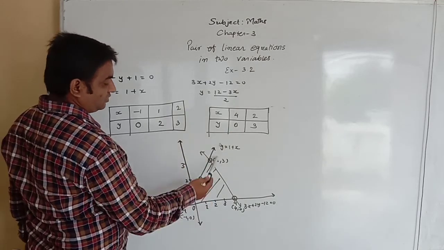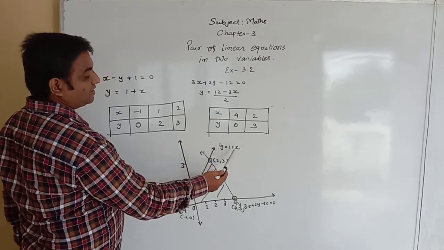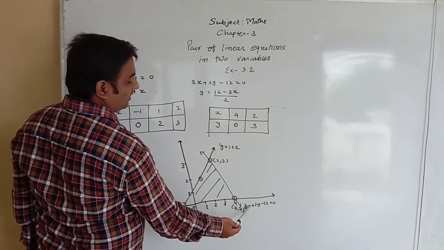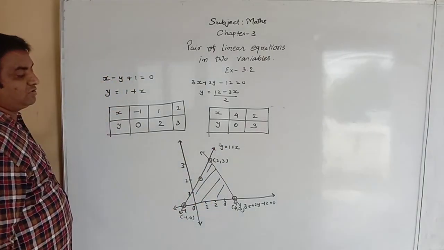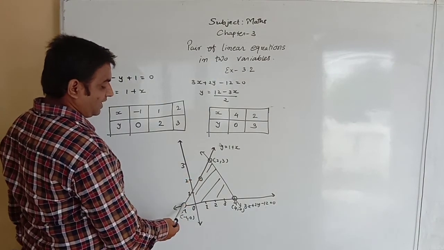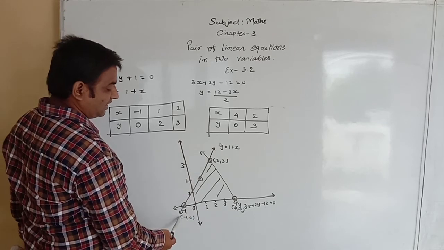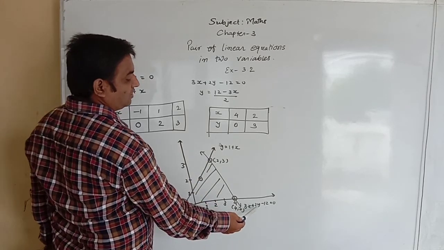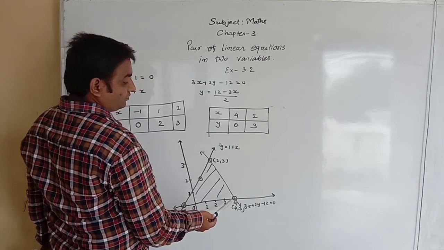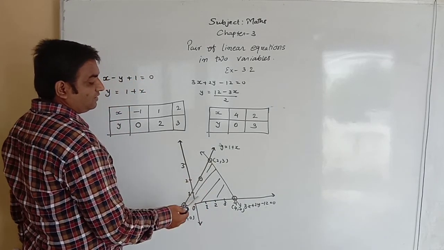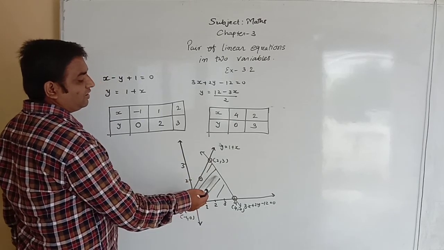With these solutions we get the line y equals 1 plus x. These solutions we mark here, 4, 0 and 2, 3, then we get the line 3x plus 2y minus 12 equals 0. So we can see that the two lines intersect at 2, 3. The first line intersects the x-axis at minus 1, 0, and the line 3x plus 2y minus 12 equals 0 intersects the x-axis at 4, 0, and the shaded part is the triangular region.